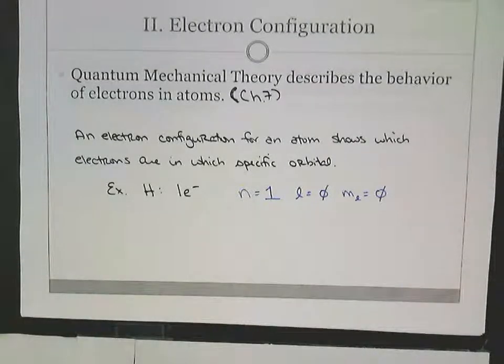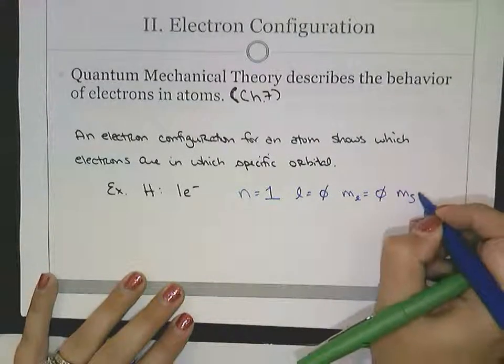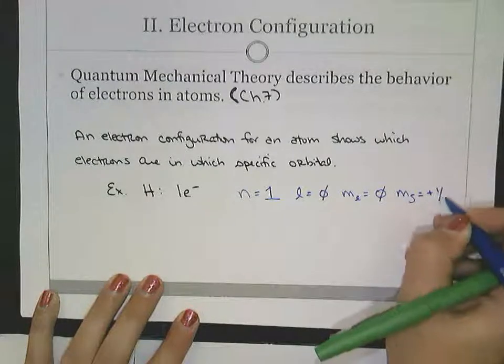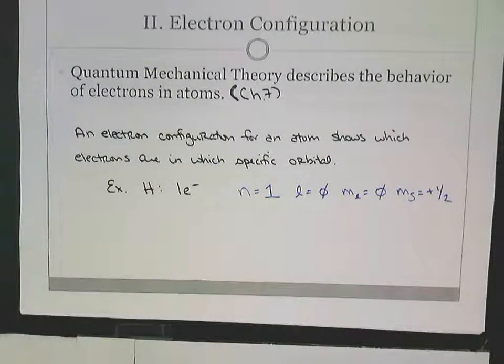What if I wanted to know M sub S? What would it most likely be? Positive. We usually do positive first. So usually plus 1/2. That's an S, not a G, though. It's kind of crazy.